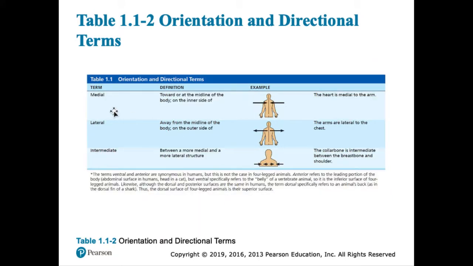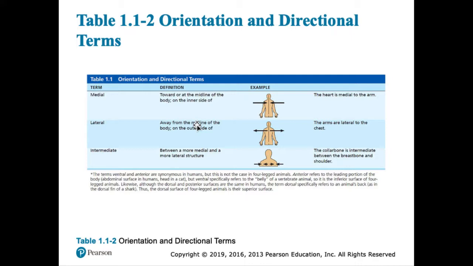Medial. That's towards the midline. That one's kind of an easy one to remember because you could think medium, in the middle, medial. So that's towards the midline of the body or on the inner side. The heart is medial to the arm. Lateral, that's away from the midline. So that's on sort of the outer side. So basically the arms are lateral to the chest. So if you remember, look in basic anatomical position, and you're going away from the midline.